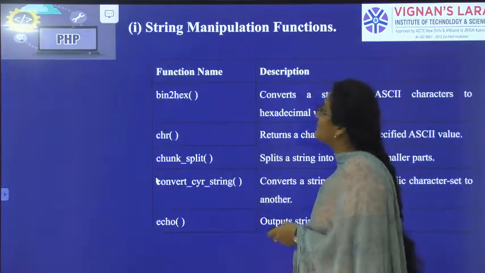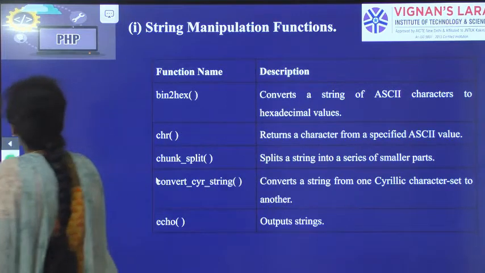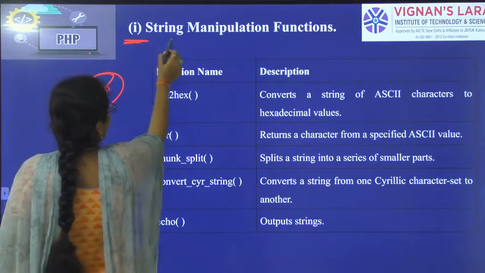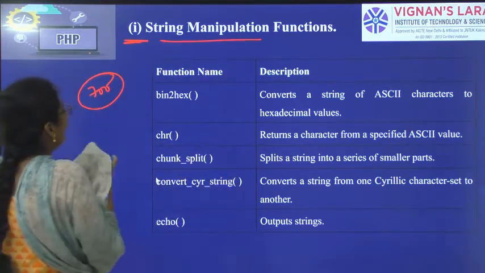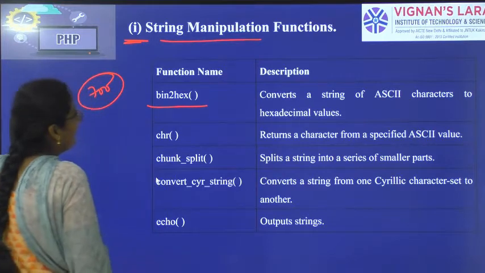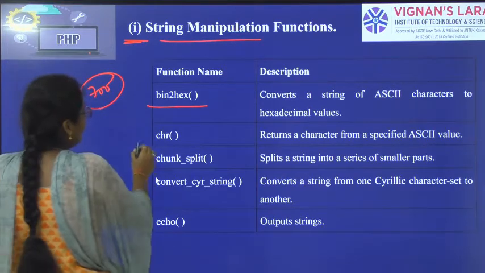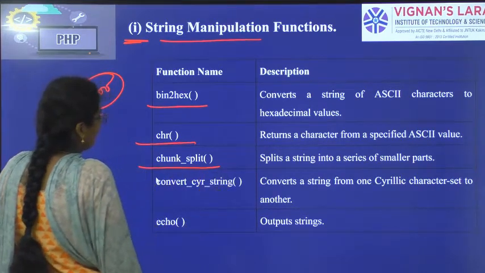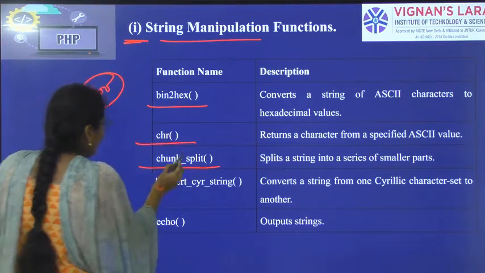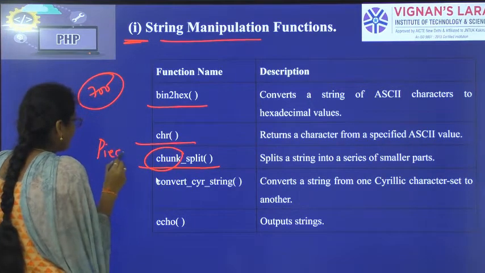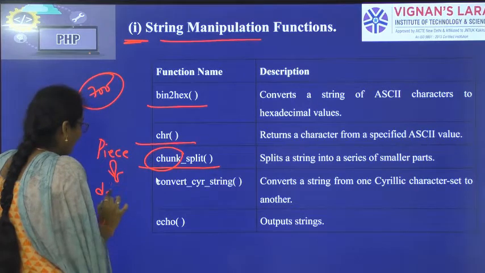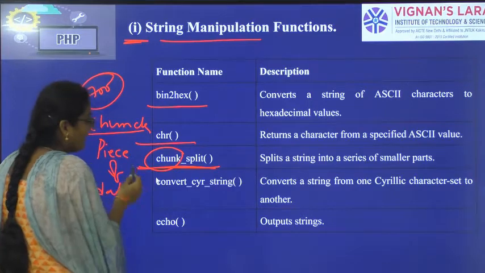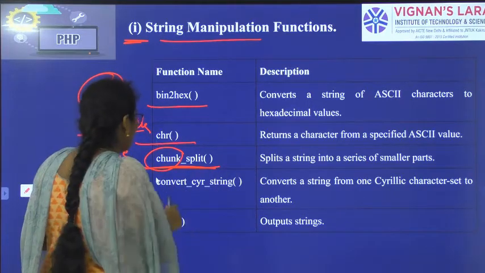So let us see some more string manipulation functions. We have 700 built-in functions, and the first group is string manipulation. bin2hex converts a string of binary to hexadecimal. chr returns the character from the ASCII value. chunk_split splits the string into small parts. Chunk means a piece of data, a small piece. So chunk split means splitting the string into small parts.